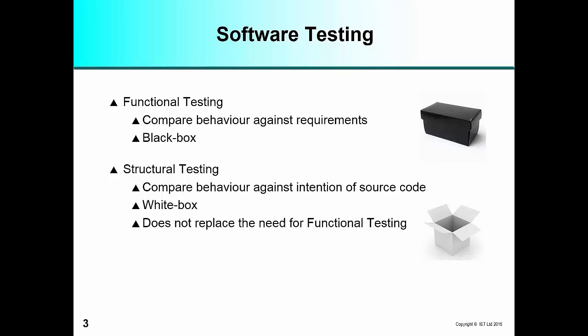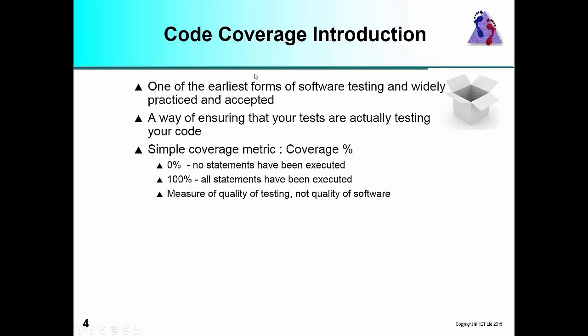And these are not mutually exclusive types of testing. You really should be undertaking both types of testing: testing the application does what it's supposed to do, functional testing, and also conducting structural testing, which helps you measure the quality of your testing effort. Code coverage is essentially a way of measuring the quality of the testing itself by making sure that your tests are actually testing the code completely.